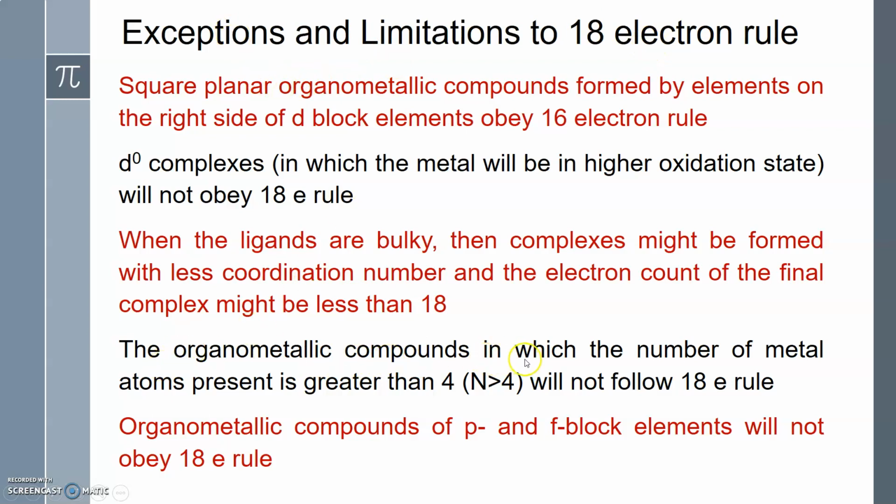The organometallic compounds in which the number of metal atoms present is greater than 4. So this I have already told you. When the number of metal atoms present is greater than 4, it will form a cluster, not a simple organometallic compound. So it will not follow the simple 18 electron rule. And we have also seen that only the organometallic compounds of transition metals will obey the 18 electron rule and not the organometallic compounds of p and f blocks. This we have seen when we have seen the rule, right?